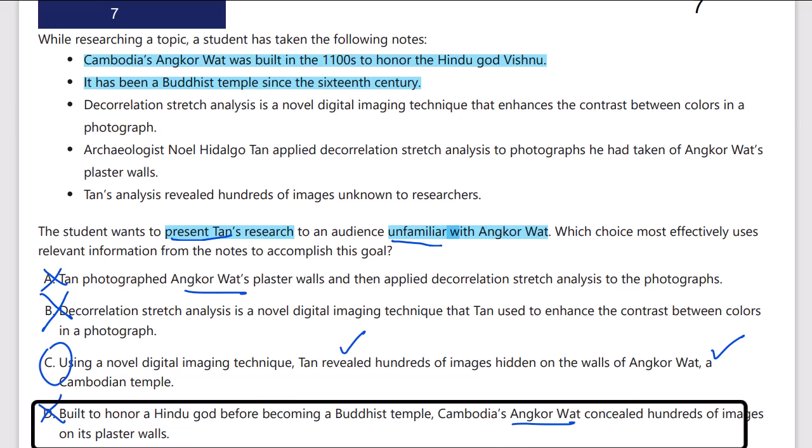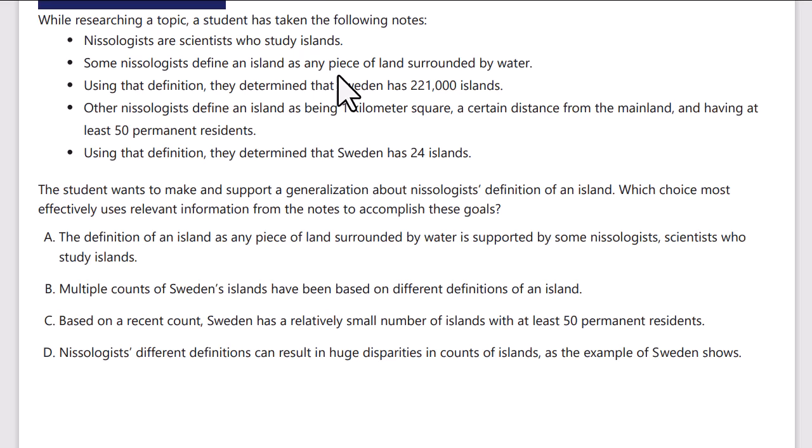C is correct. Okay, in this rhetorical synthesis prompt, the student wants to make and support a generalization. So we have a generalization prompt. We want to identify exactly what we want to generalize about knesologists' definition of an island. Okay, so let's take a look at the text. Knesologists are scientists who study islands. Didn't know that. Good to know.